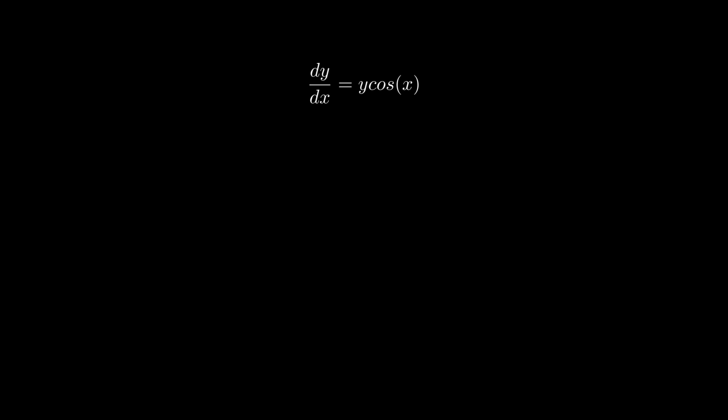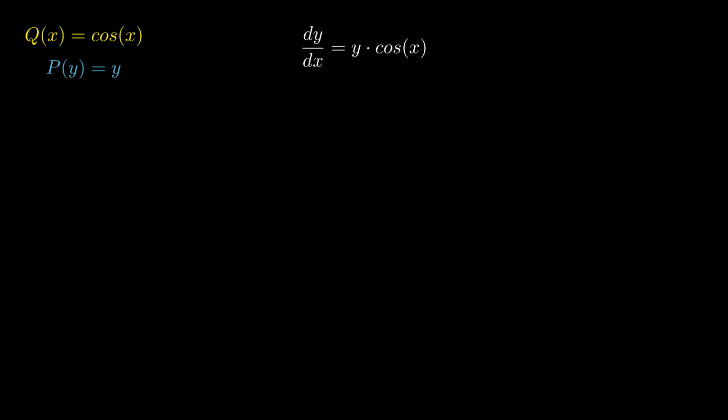Now, the last example for today is finding the general solution to the differential equation dy over dx is equal to y cos x. Now, even though the function of x here is a trigonometric function, the way of solving this equation doesn't vary at all from what we've done before. So again, we can rewrite this equation as dy dx is equal to y times cosine of x. And from here we can identify y as p of y and cos of x as q of x.